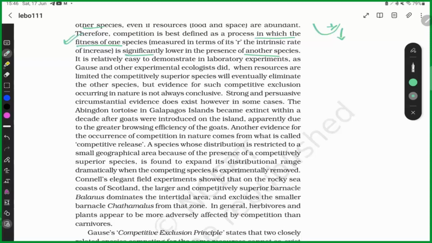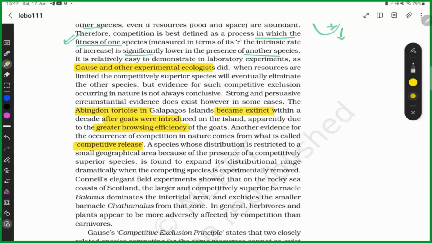There is an important experiment called competitive release. What is competitive release? When resources are limited, a comparatively superior species will eventually eliminate the comparatively inferior species. The Abingdon tortoise became extinct within a decade after goats were introduced. So goats are the superior species in this competition, and the Abingdon tortoise is the inferior species, because the tortoises are slower.